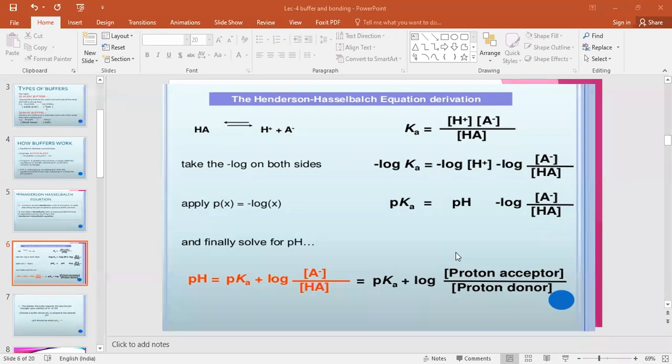Negative log of Ka. It is a scientific term which explains the dissociation constant ratio of the acids and the bases. Okay, so what is the Henderson-Hasselbalch equation? pH is equal to pKa plus log of base upon acid.